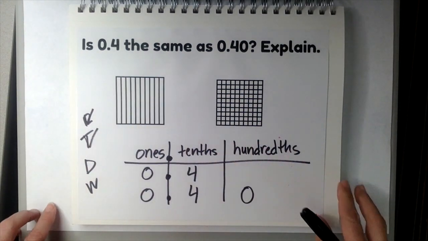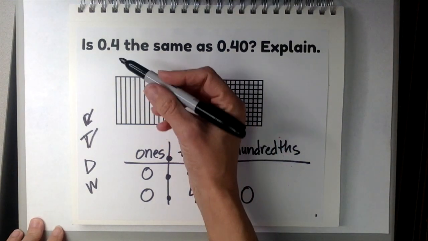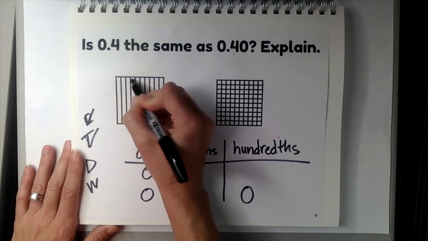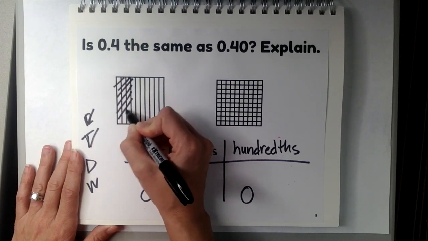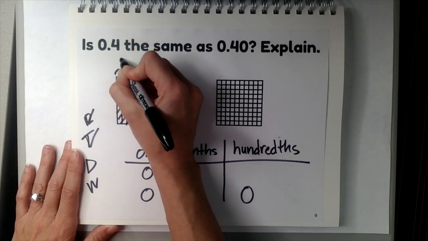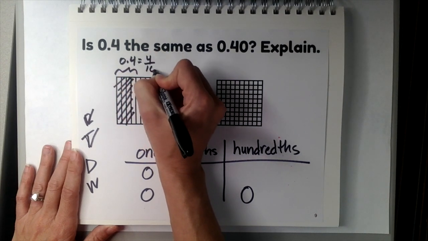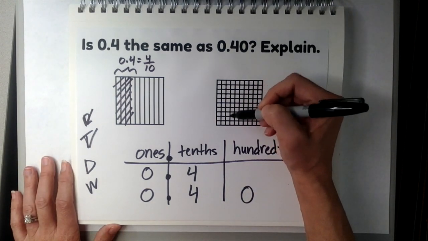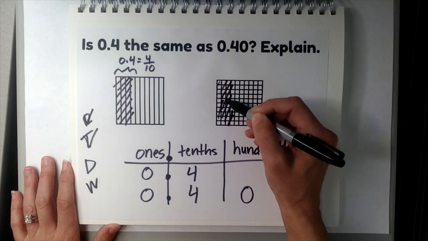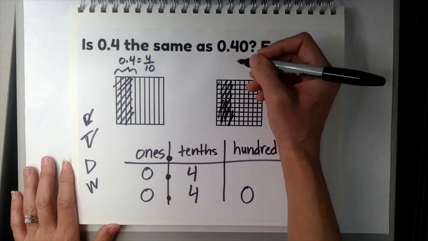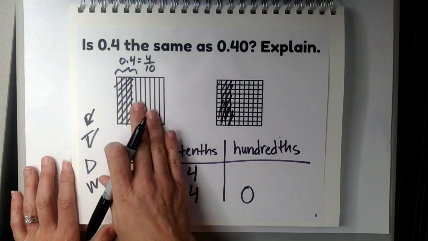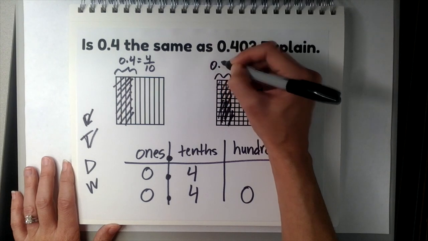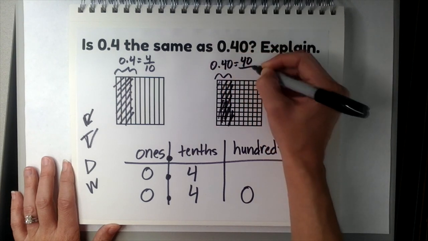So let's use these models to compare. So we have 4 out of 10. So I'm going to count 1, 2, 3, 4. And I'm going to shade these 4. And I'm going to represent that as 0.4 or 4 tenths. And over here, I'm going to shade 40. So I'm going to count by tens, 10, 20, 30, 40. And I'm going to shade that amount. Now these grids are the same size whole, but this one has bigger pieces because it's in 10 and this one has smaller pieces. So this is equal to 0.40 or 40 out of 100.